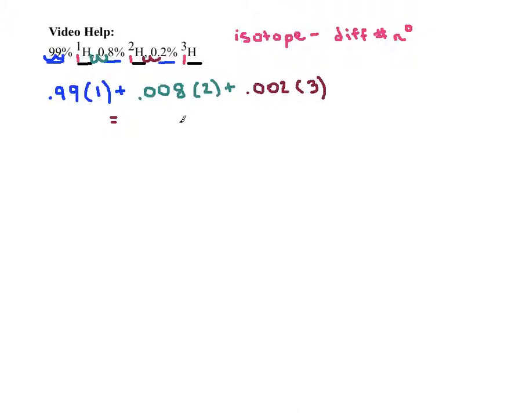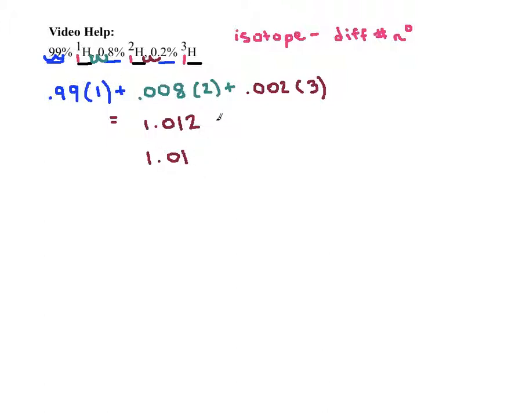So I'm going to take 0.99 times 1, and then add to that 0.008 times 2, plus the 0.002 times 3, and what I get is 1.012. Right now I'm rounded to the thousandths place. If I asked you to round to the hundredths place, I would ask you to write 1.01. This is the average atomic mass, and it works out really well because the answer actually makes sense. It should be super close to 1 because 99% of all of the sample has a mass number of 1, and so 1.01 makes sense.